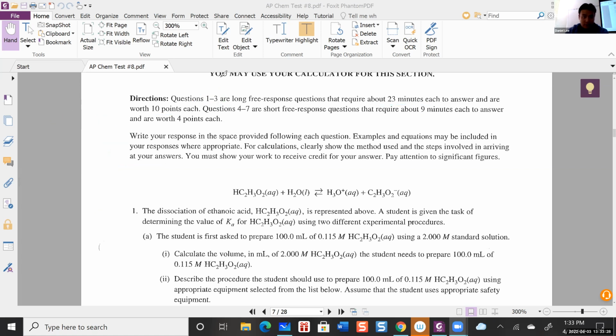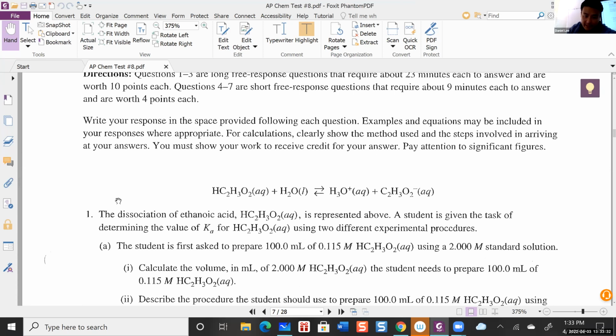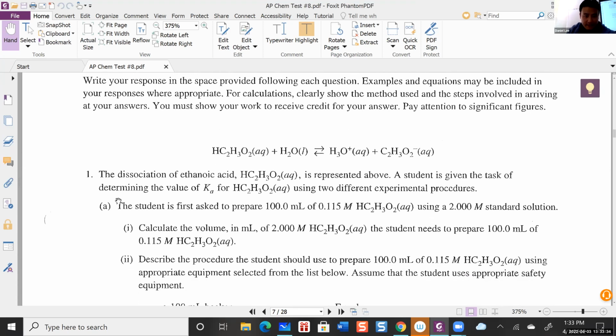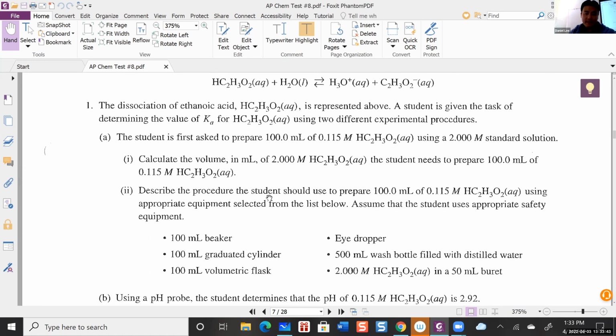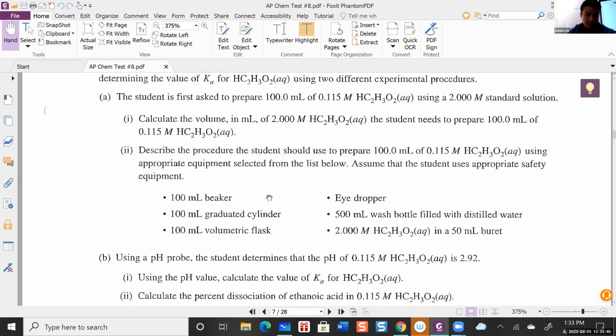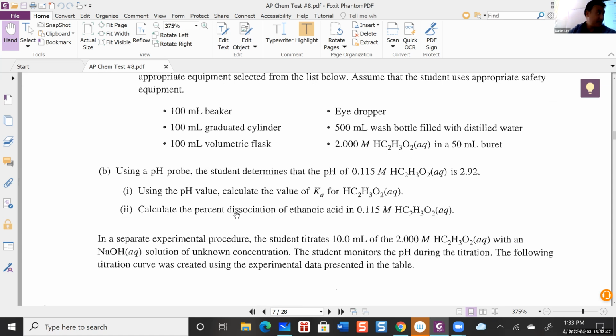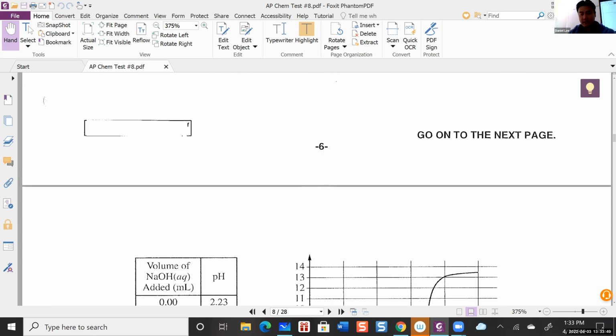Big picture first. Looking at question number 1, the big one, this is acid and base because I see an ICE box. I see a weak acid, acetic acid, dissociating in water, and I have Ka. So probably they want you to do dilution or titration and then calculate the pH and percent dissociation. Easy, right? But we're not done.